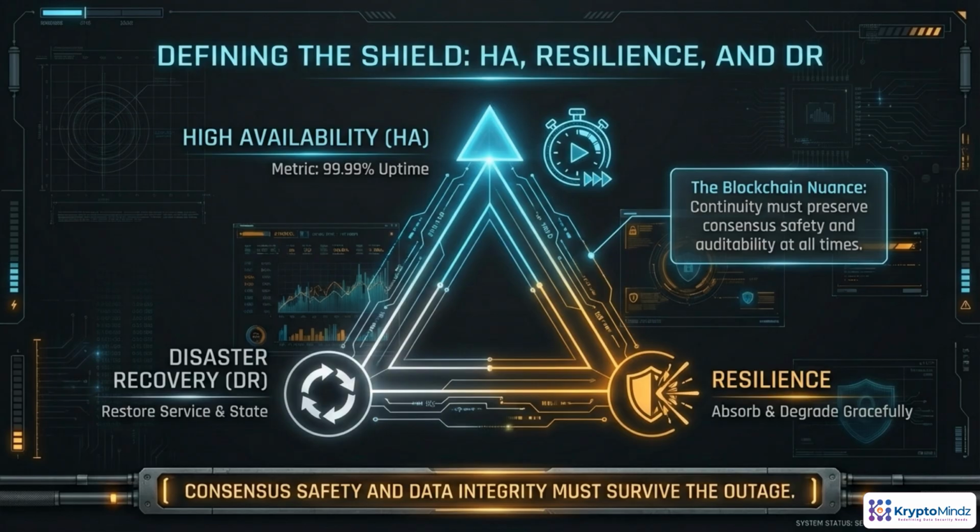For blockchain-based trust, there's a crucial nuance. Every continuity plan must preserve consensus safety and auditability. After an outage, nodes may come and go, but the ledger's integrity and history must remain unambiguous.